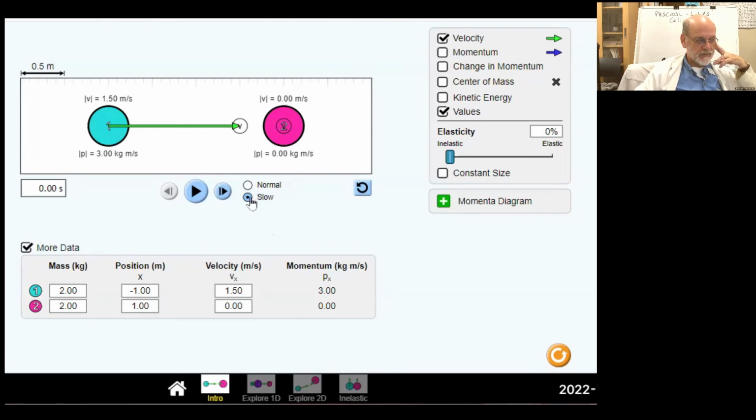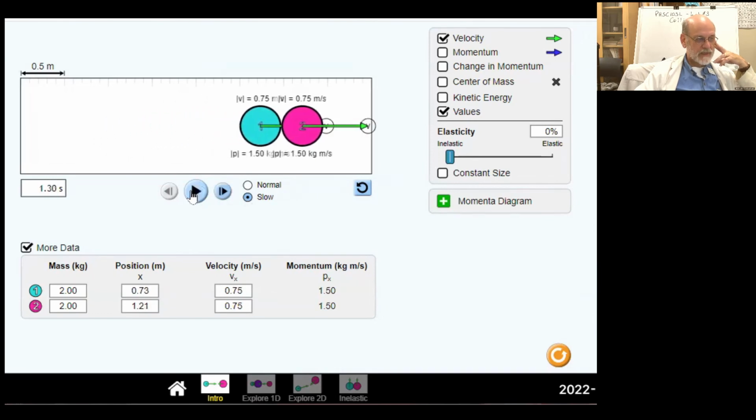Now let's run the sim. It's still set on slow. That's good. And see what happens. Notice for a 0% elasticity or totally inelastic collision, when they collide, they stick together and they travel as one unit. Okay. What does that mean to our table?